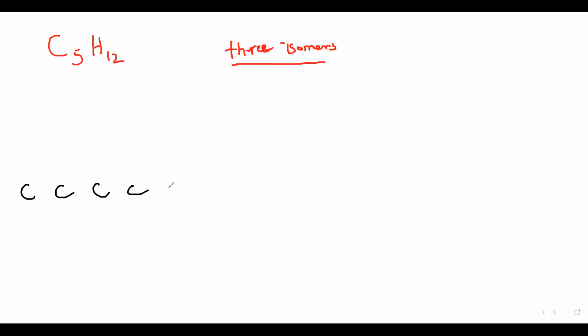So if I say I have a compound C5H12 and I want to draw, for example, 3 isomers. You have to draw 3 isomers now. So how to draw the 3 isomers? C5, 5 carbon atoms. So 1, 2, 3, 4, 5. And then I put hydrogen.